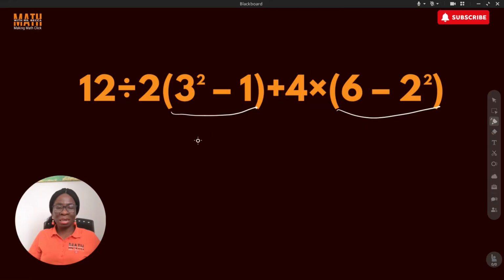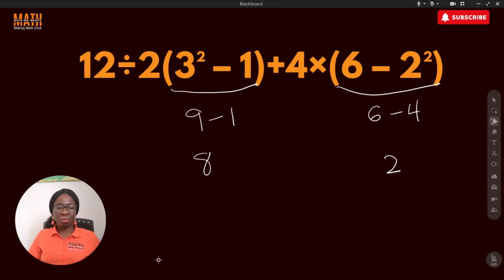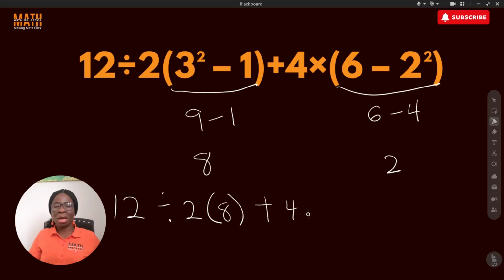3 squared is 9. So this gives 9 minus 1 and this becomes 8. 6 minus 2 squared gives 6 minus 4 and this becomes 2. So now let's rewrite the question properly. We have 12 divided by 2, then what we have in the bracket, 8, then plus 4, and then times what we have in the bracket here, which is 2.